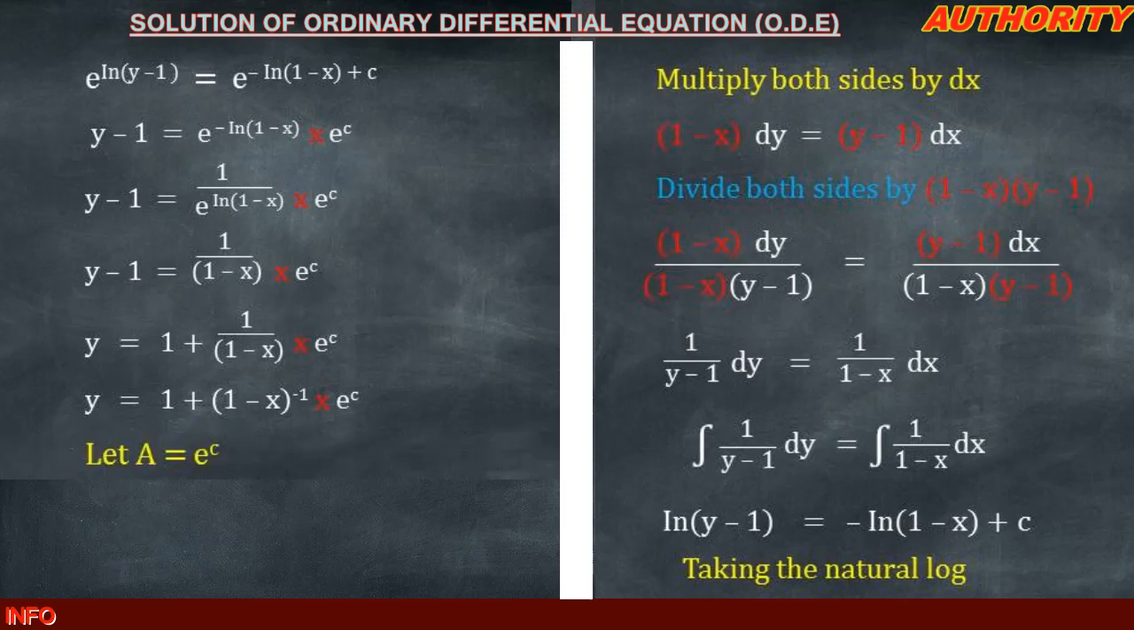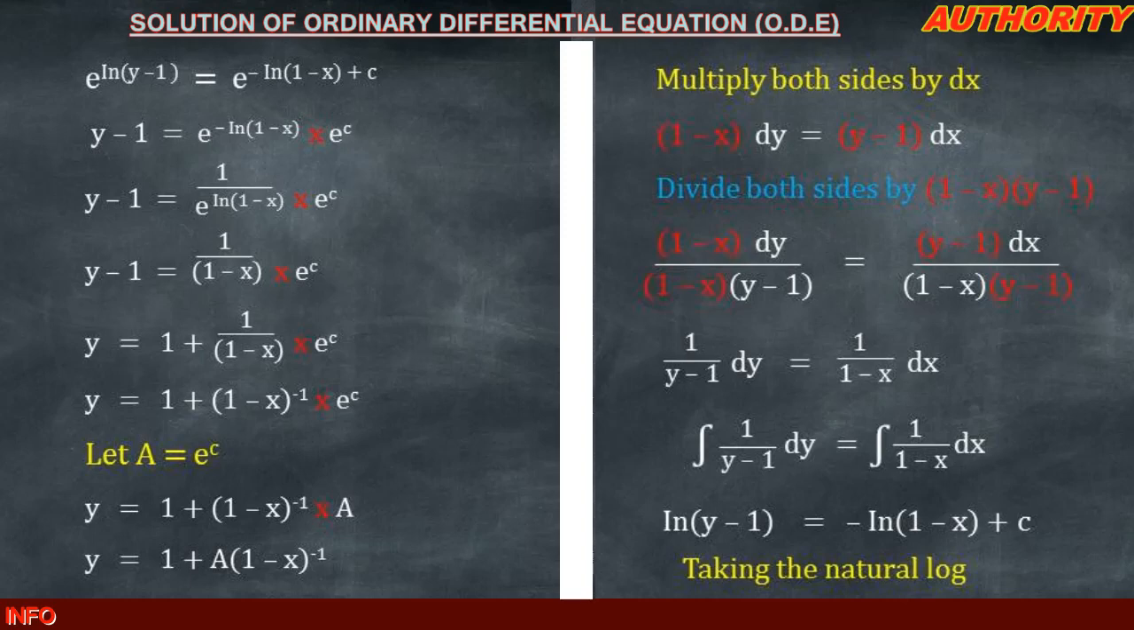So in this place, we're going to say let a be equal to exponential c. Let's call this exponential c a name, let's use letter a. So in the place of exponential c, we replace it with a. Now let's go. That means we're going to have y is equal to 1 plus (1 minus x) raised to power minus 1 times a. All right, good. Let's arrange it very well. So when we arrange it very well, we're going to have that y is equal to 1 plus a(1 minus x) raised to power minus 1.